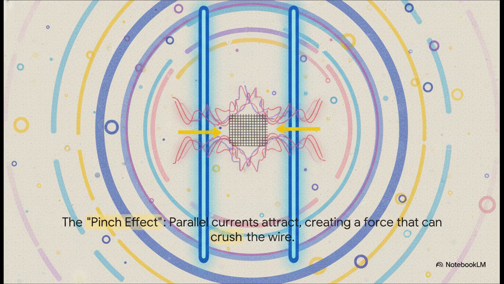A great example is something called the pinch effect. Imagine you blast a massive amount of current through a thick wire. The little streams of current flowing side by side inside that wire actually attract each other. The magnetic field they create generates this incredible inward force that literally squeezes the wire. If the current is high enough, this force is so immense it can physically crush solid metal. It's a huge deal in things like fusion research.